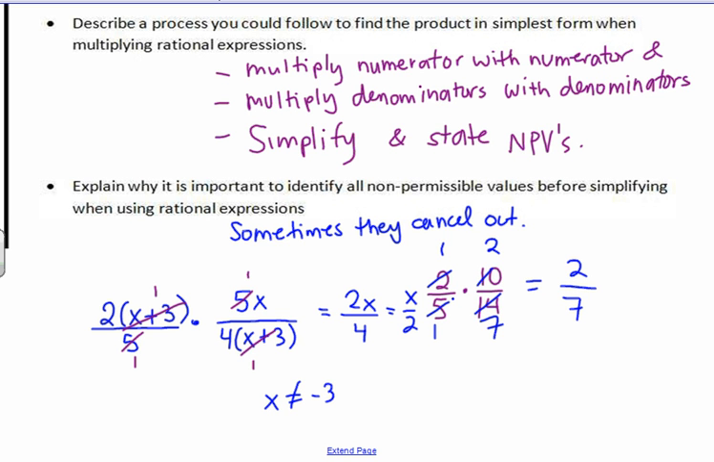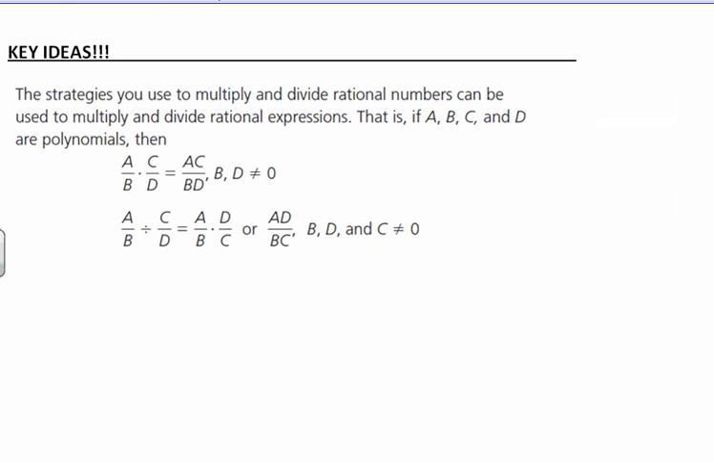Let's multiply. So the strategies when you multiply and divide rational numbers can be used to multiply and divide rational expressions. So if a, b, c, and d are polynomials, then, when we have multiplication, let's highlight this. Notice how we go straight across, and we have to find our restrictions for b and d, right? B and d can't be equal to 0 because we can't divide by 0.